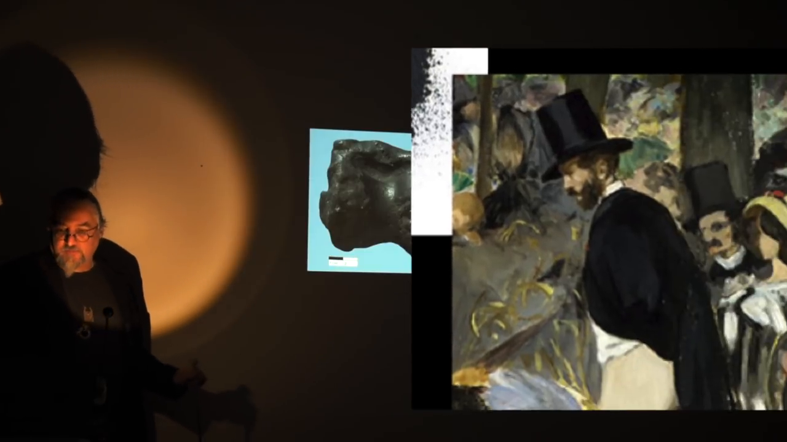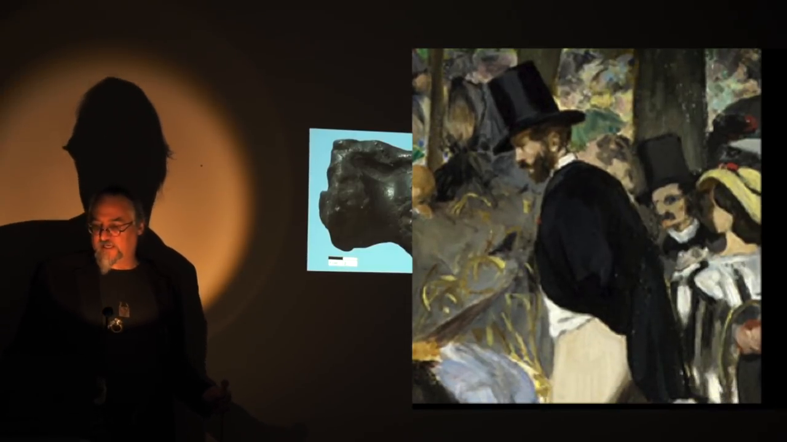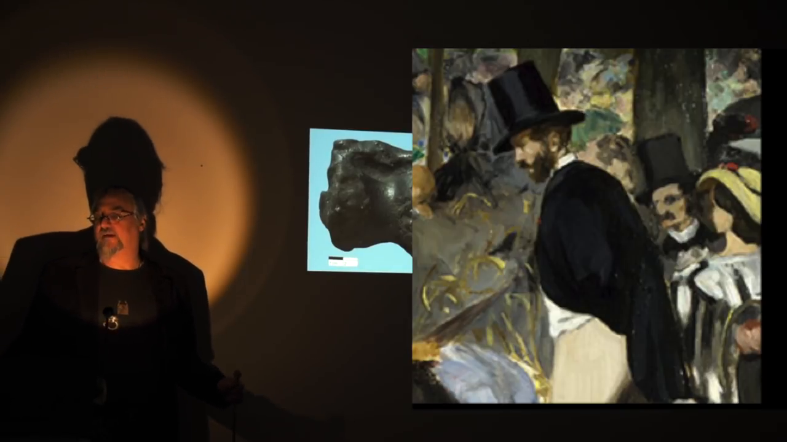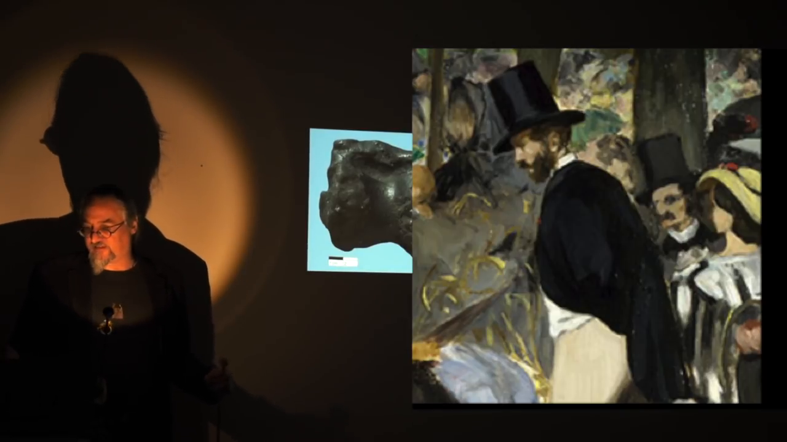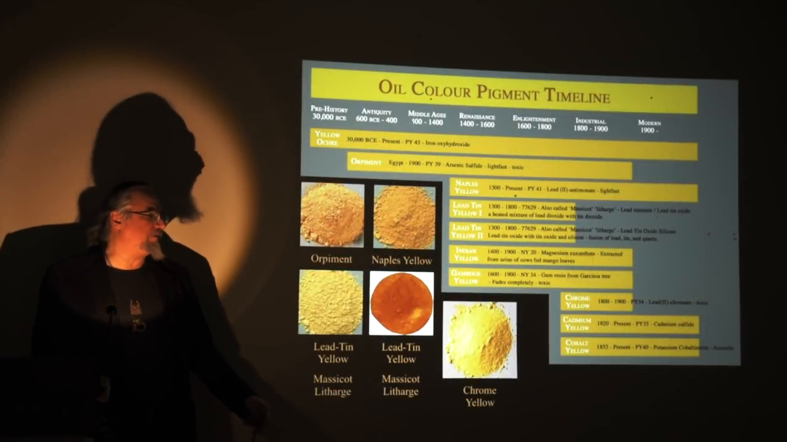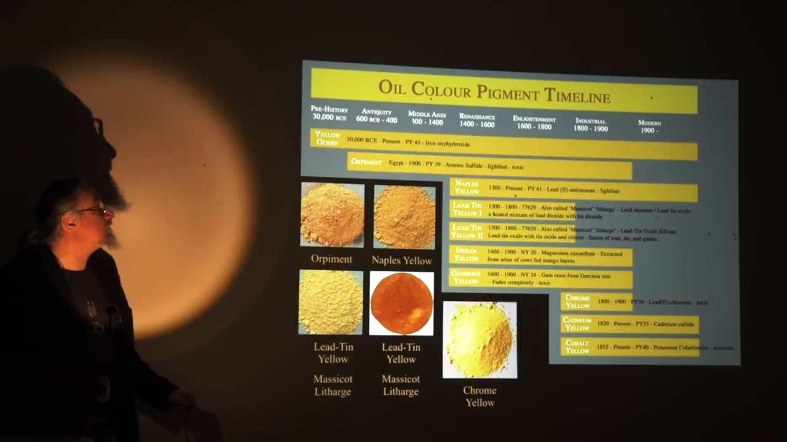And this painting, or a fragment of a painting by Edouard Manet, he was very well known for using blacks in his work. And he had an intense love of black. So moving on to the primary colors now, and yellow.